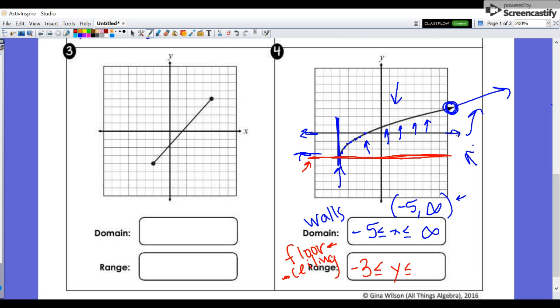and up, I can't make a ceiling. If I make a ceiling, it's going to go right through it. So that's where I'm going to have an infinity again. So let's turn the page and look at 6, 7, and 8.